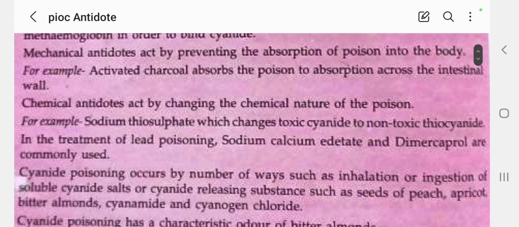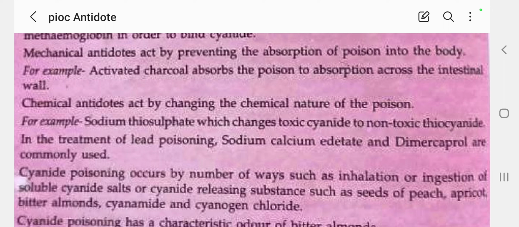That means if a person has ingested cyanide poisoning, that is known as toxic cyanide, after giving them sodium thiocyanate, the sodium thiocyanate will immediately bind with the toxic cyanide and change its chemical nature by converting toxic cyanide into thiocyanate.